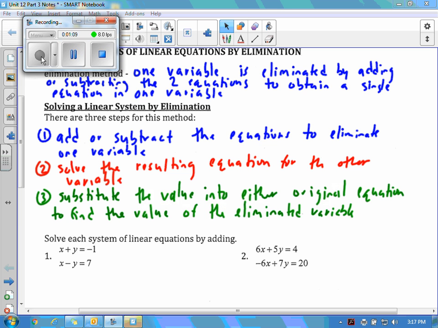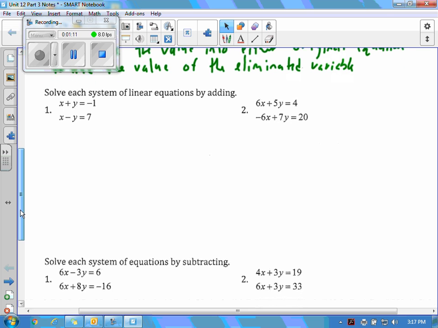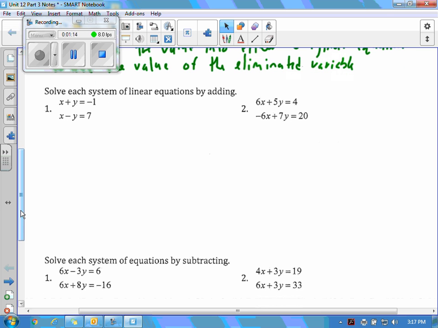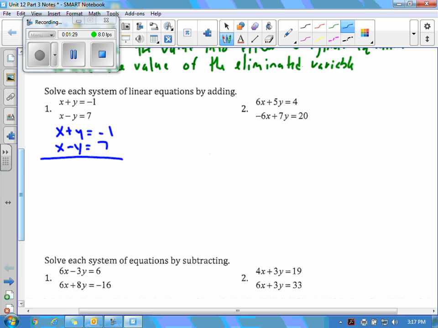So let's look at some examples. It says solve each system of linear equations by adding. If you look at our first example, I'm going to go ahead and rewrite these so they're easier for me to work with. I already told you that we're going to be adding them. The reason is that we have a positive y and a negative y. When we add those together, they're going to eliminate each other. That's why we want to add, because we have a positive and a negative.